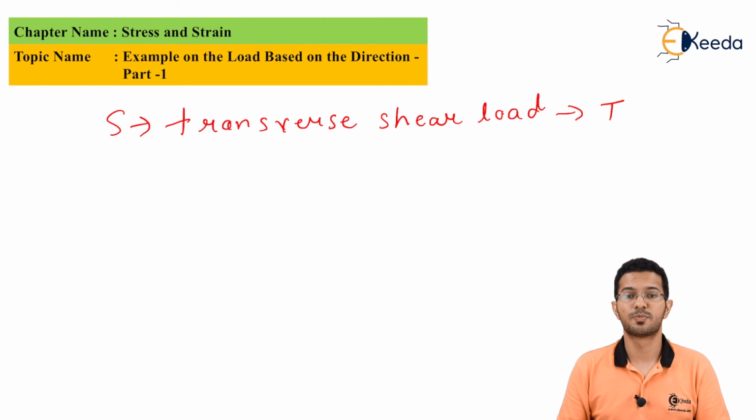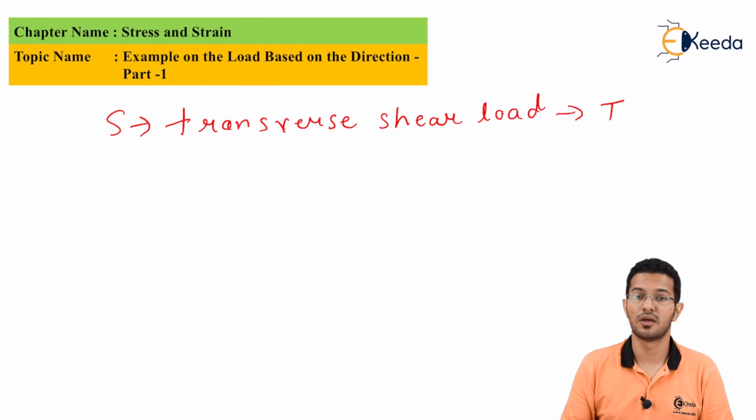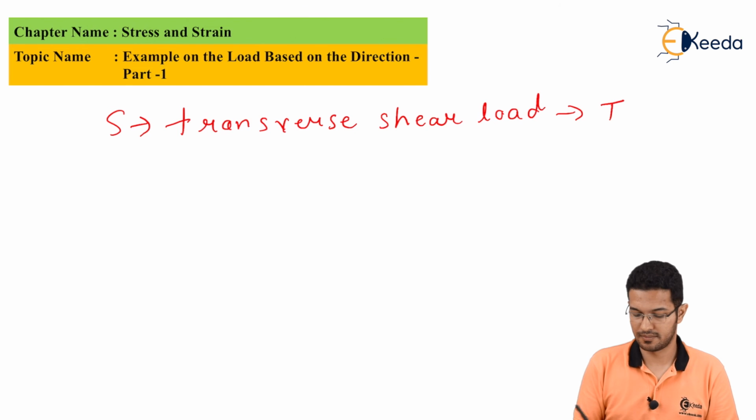Load U is parallel to the surface but does not pass through the longitudinal axis. Hence, load U is eccentric transverse shear load, or we can also call it as eccentric TSL.